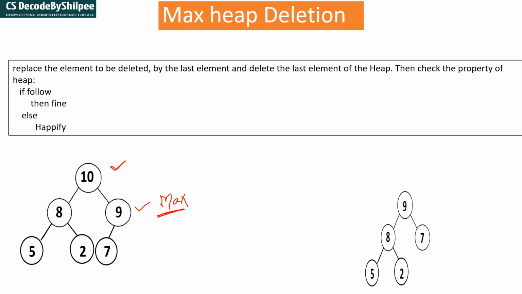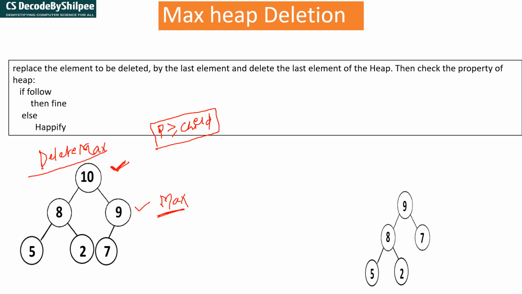We already know that in a max heap, parents should always be greater than or equal to children. It means that the root will be the maximum of all the elements. So if I say delete max, then what element will be deleted? That 10 is going to be deleted.